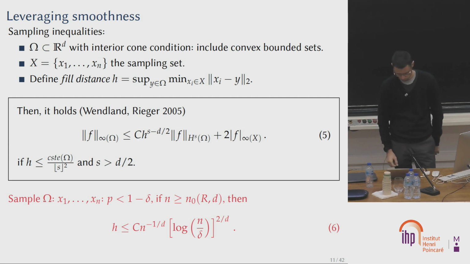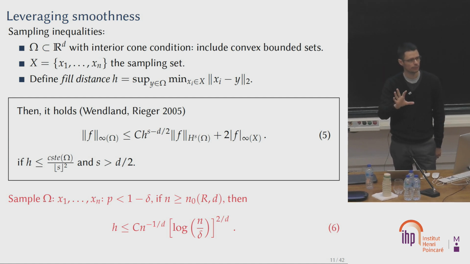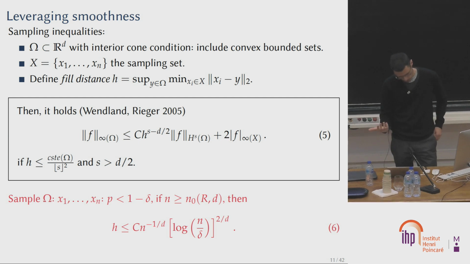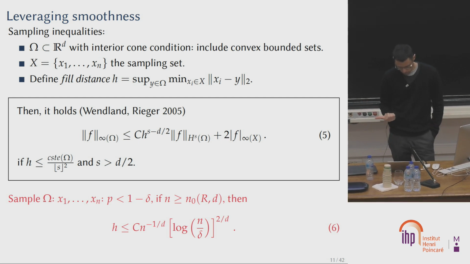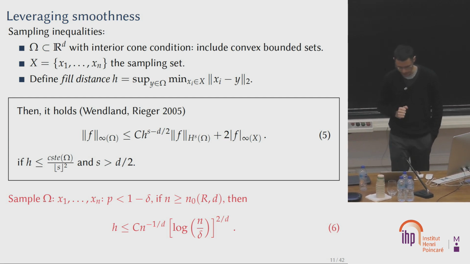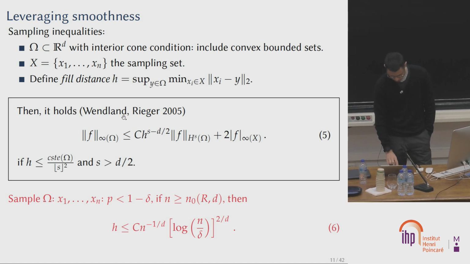Okay? And now consider the following problem. You are given a function f that you know vanishes on points x1 to xn. And what you'd like to estimate is the sup norm of f on the whole domain. And in order to do that, you can use this nice inequality, equation 5, which tells you that essentially if you have smoothness of f in a Sobolev space of regularity s, you have this nice inequality.